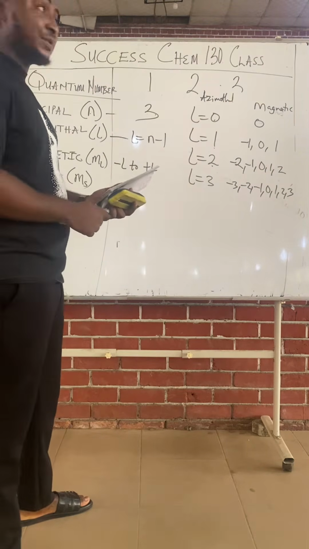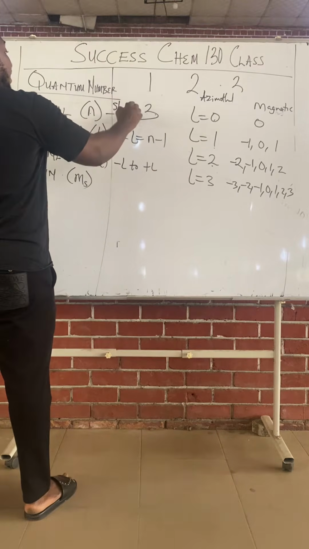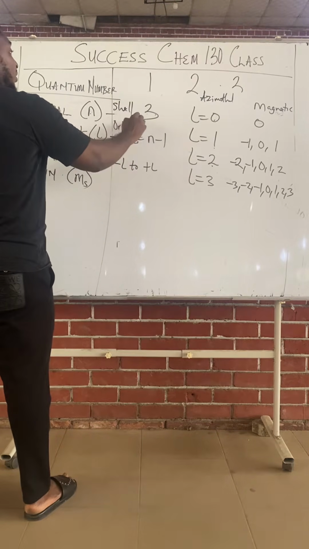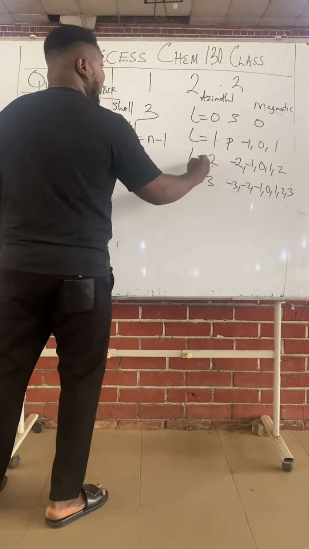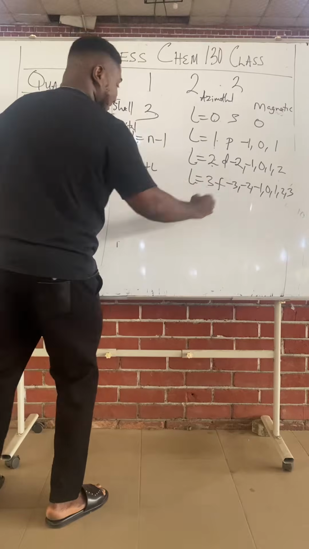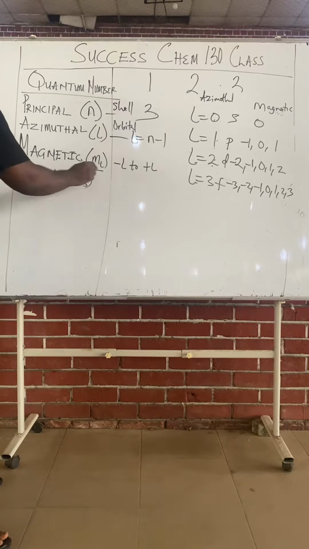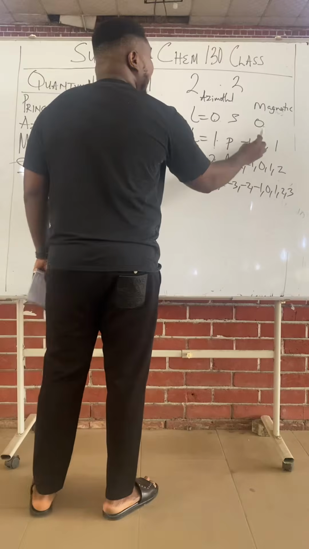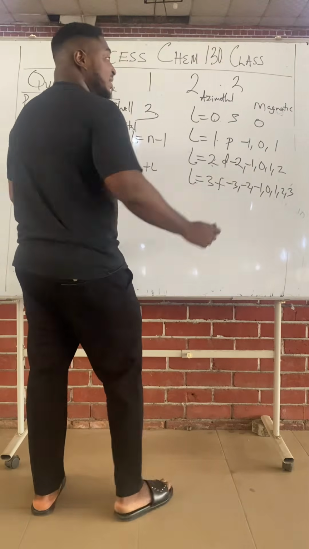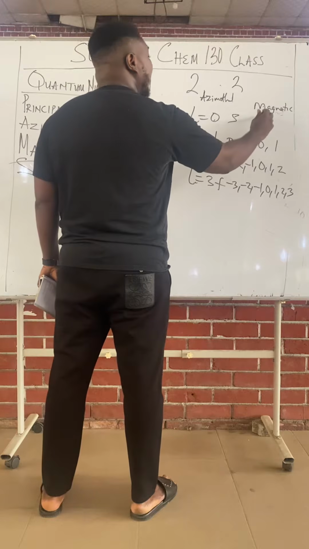And class, watch. Did I tell you that the principal is shell, right? Azimuthal is orbital. You can see that when L is 0, it tells us it's S. L is 1, orbital P. L is 2, D. L is 3, F. Now let me show you how magnetic helps me to know the block, class. Every magnetic quantum number here represents a block. Like look at magnetic 0, we have S block.